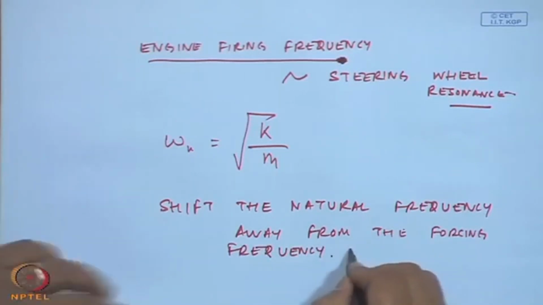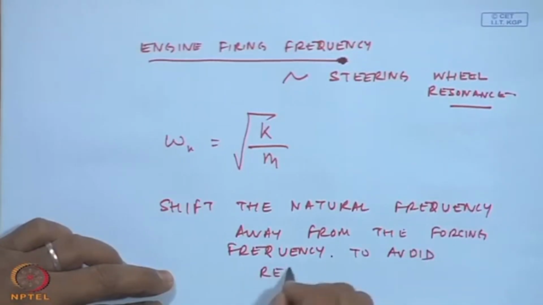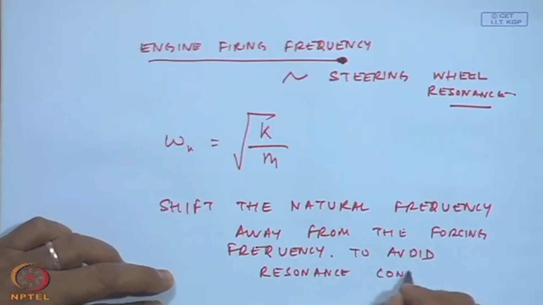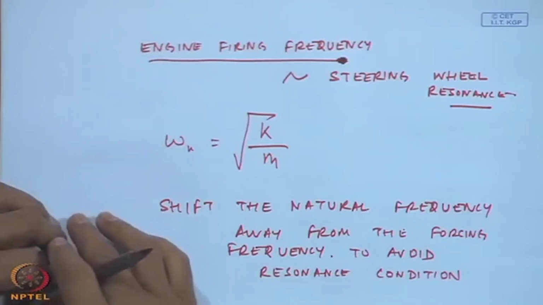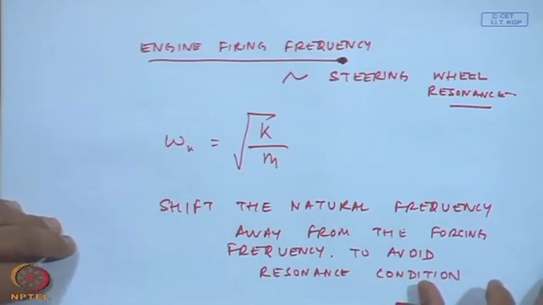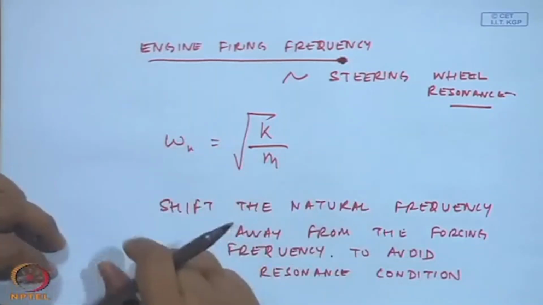So, to avoid the resonance condition, through design we can change that, okay, and then we can shift the natural frequency. Now, if your engine idles, the steering wheel is not going to vibrate.